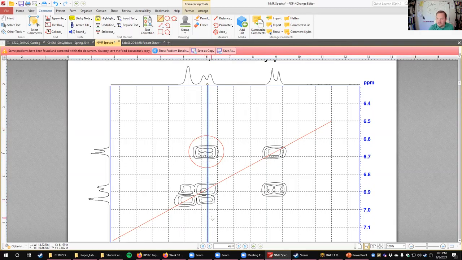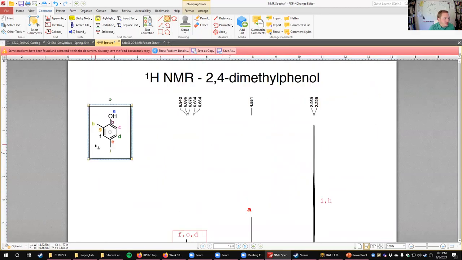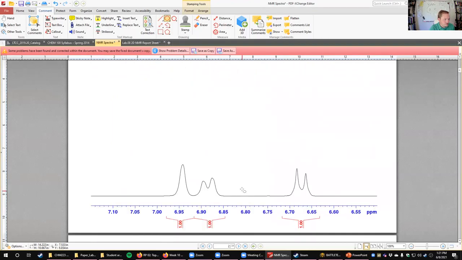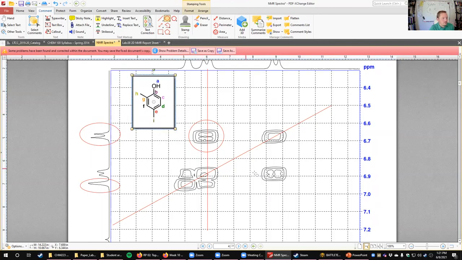And off of the diagonal, we can look at this and say, okay, whatever proton this is, it is physically close to two other protons. It's physically close to a proton here, and is physically close to this proton. So if I scroll up, let me just grab the structure we're looking at. Right, so we're looking at the proton F, the proton for D, and the proton for C.